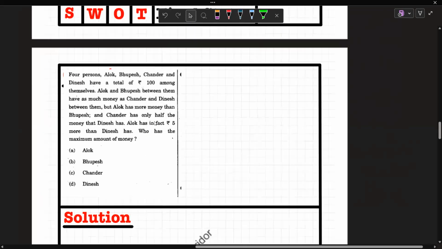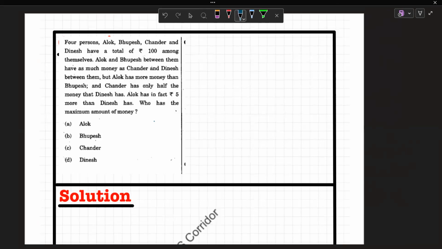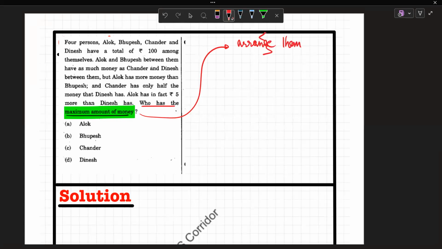Now coming to the next question. The next question says, I'll directly read the statement first. Who has the maximum amount of money? That means what I need to do. What is your approach from here? I need to arrange them. Got it? Everyone will start reading the question from here. If you are watching this lecture in the exam hall, if any question comes, you will first start from here. Got it? You will first start with who has the maximum amount of money.